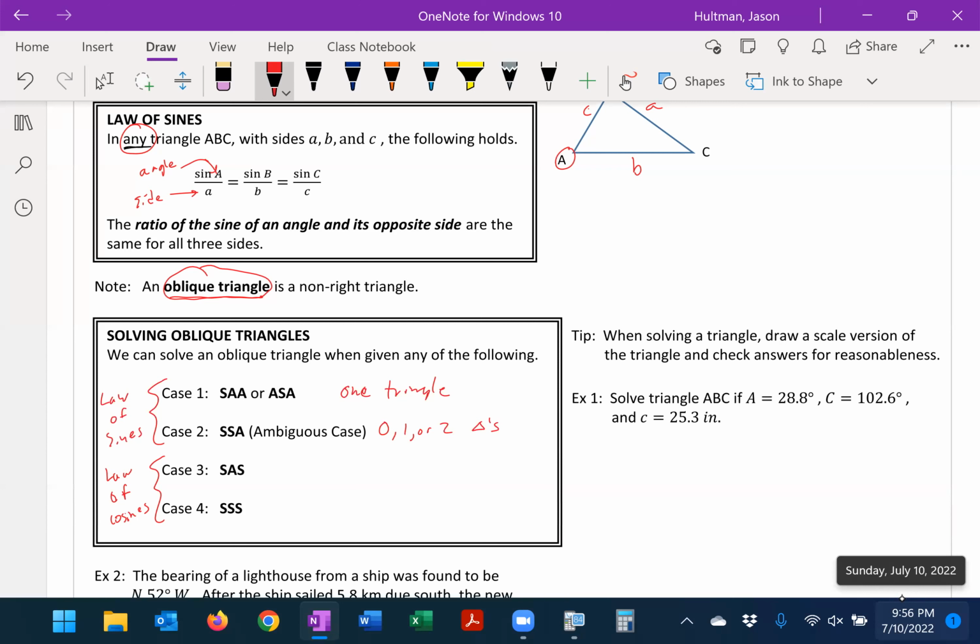Side angle angle, or side side angle, and then the ambiguous case can be 0, 1, or 2 triangles. So we say, don't let the ambiguous case mess you up.